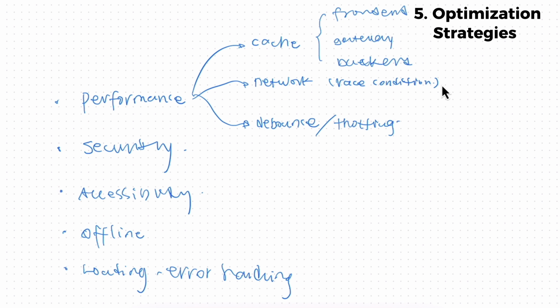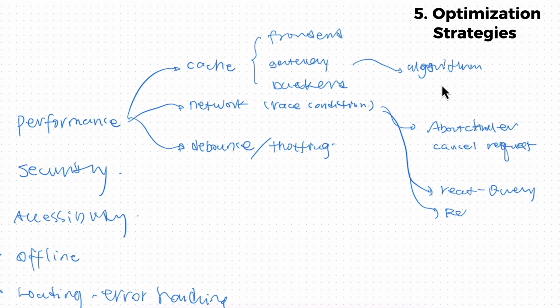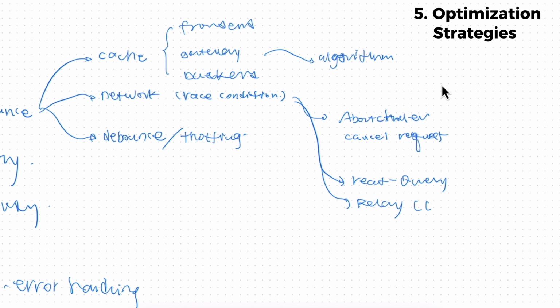And talking about the cache, you will likely talk about the algorithm as well. And that will be another big topic, like how do you invalidate a cache? Things like that. It's a very big topic. And for the race conditions, you can talk about AbortController to cancel the previous request, or you can talk about some third-party library like React Query, or maybe you're talking about Relay if you're choosing GraphQL.